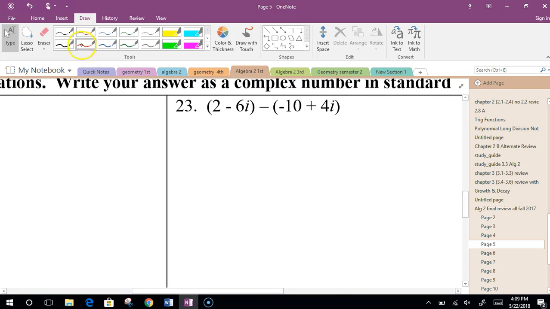When we're subtracting, as we talked about in class, we're going to do the little keep change rule. We are going to change the subtraction sign to addition, and we're going to change all the signs for the numbers that come after. Then we can go ahead and add as usual. So that means we have 2 plus 10, so we would have 12. And then our imaginaries, -6 plus a -4 would get us a -10i.